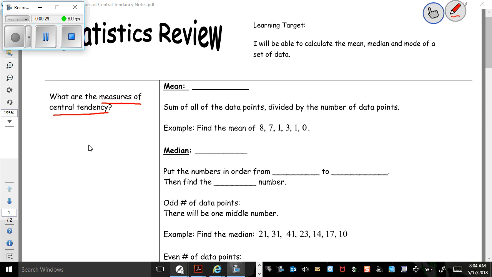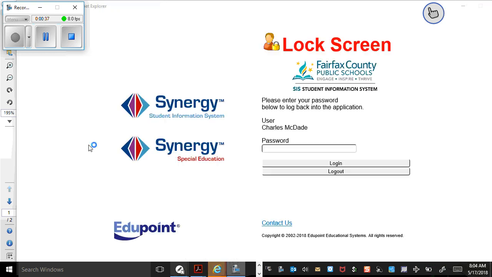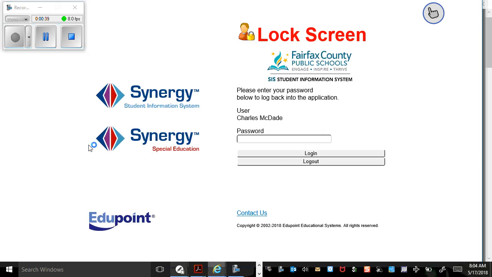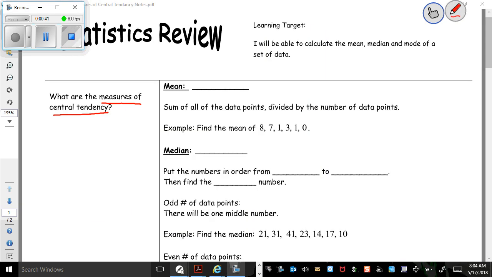Who remembers what the mean means? Is it two of the same? Or is that mode? That's mode. Average, right? So the mean is the average. When we put your grades in, that gives you some sort of mean, right? So it's all the data points divided by the number.